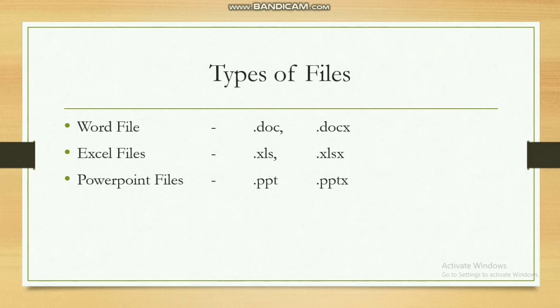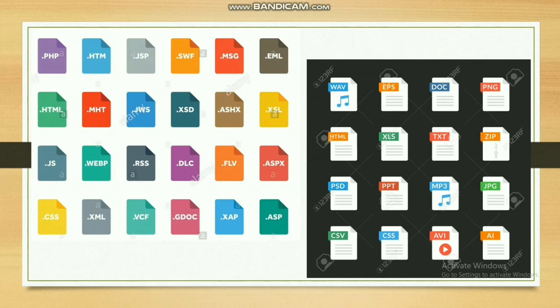Not only Word, Excel and PowerPoint are files, but there are image files, sound files, WAV files, MP3 files, MP4 files, etc., which are created with the help of various other applications or programs. We will see the different types of file extensions. PHP is there, HTML is there, JSP is there, EML is there, WAV, the wave file, that is a music file, EPS, DOC, PNG, Portable Network Graphics, which we have studied.